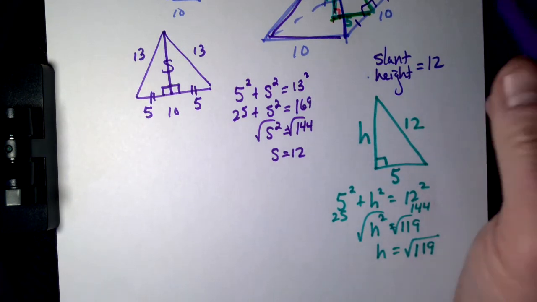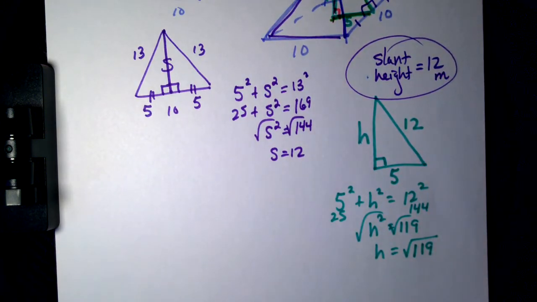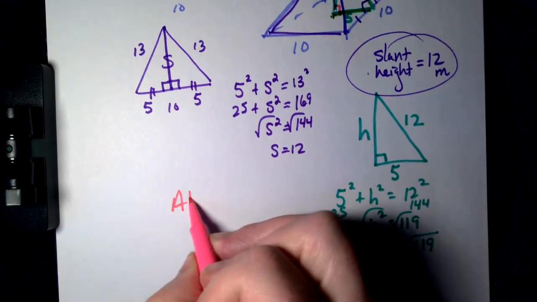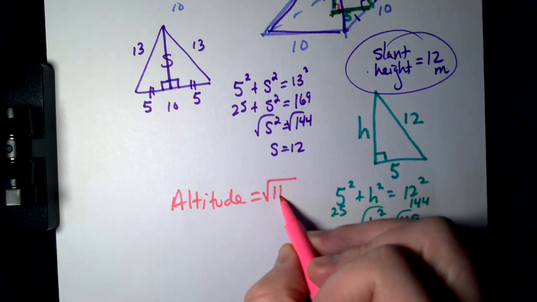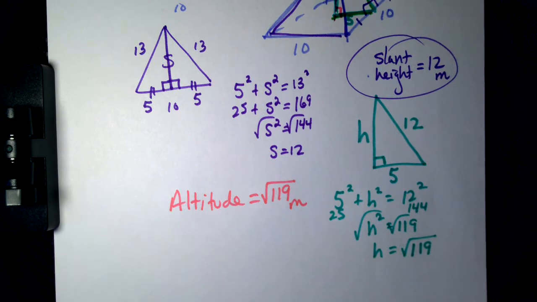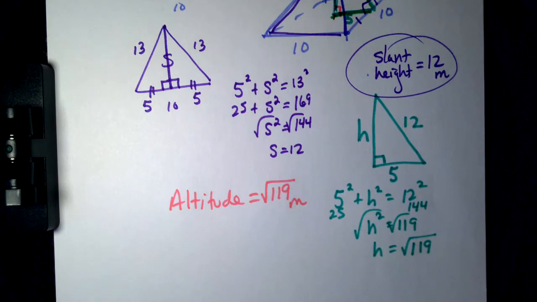All right, so we got two answers. Slant height is equal to 12 meters, and I would have gotten a half point off if I didn't put meters. And the altitude is equal to the square root of 119 meters. I don't know why I drew 119 down there. It should be outside of that square root box. Square root of 119 meters. All right, I'm losing my mind. Video's going on a little too long. That's the end of part 2.